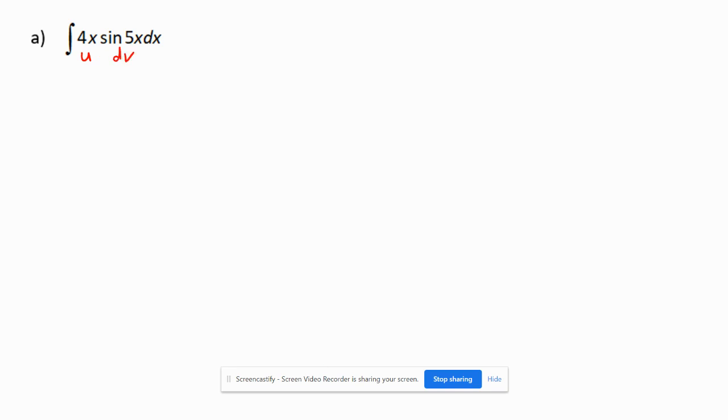Okay, so in this case over here, we have u equals 4x and dv equals sine 5x. Now, guys, there's nothing to stop me from doing this though. I could have made 4x dv and made sine 5x u, okay?